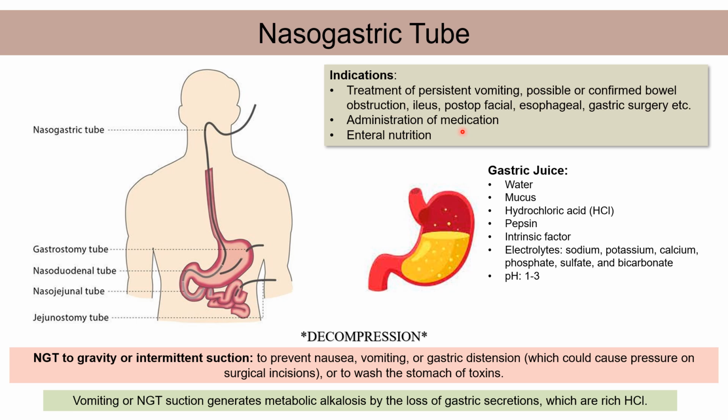All right. So again, vomiting or NG tube suction generates metabolic alkalosis, because that suctioning, or that vomiting, is emptying out our stomach, which is rich in hydrochloric acid, which is part of our acid-base balance in our body. So if we lose all that acid, we're going to go into alkalosis.